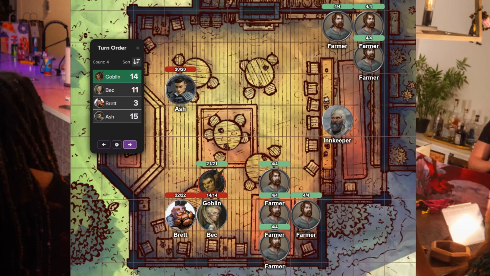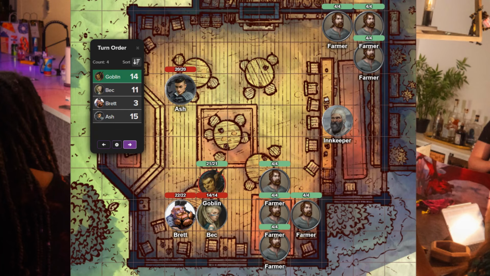Beck therefore is physically the weakest of the three, and a smart creature can use that to their advantage. The Goblin places itself next to both Brett and Beck, and then uses its attack action on Beck. It rolls a 14, adds a 4, for a total of 18 to hit Beck. Beck's AC is 11, so the Goblin successfully hits.